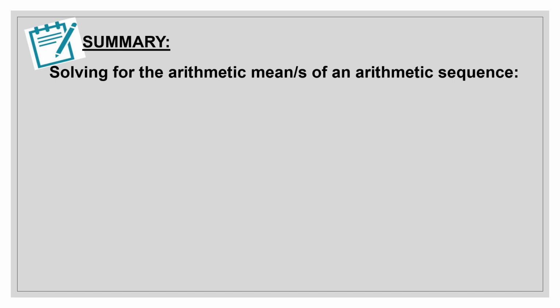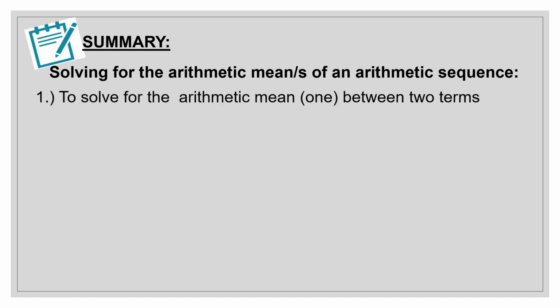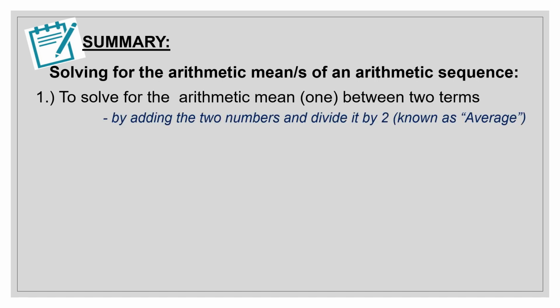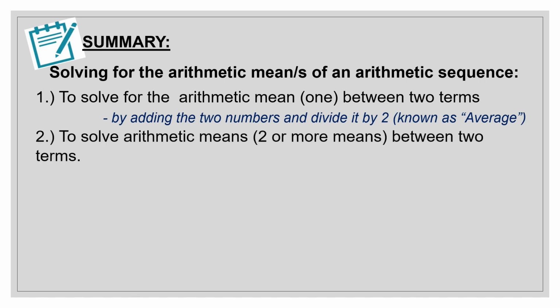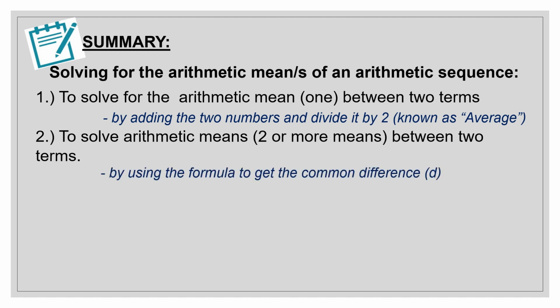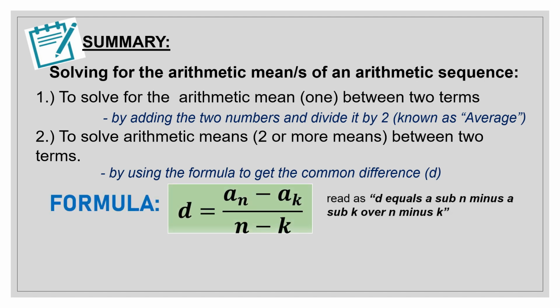Now let's have the summary of our lesson. Solving for the arithmetic means of an arithmetic sequence. Number 1. To solve for the arithmetic mean between two terms is just by adding the two numbers and dividing it by 2, which is also known as average. Number 2. To solve for two or more arithmetic means between two terms is just by using the formula to get the common difference. And the formula for the common difference is D is equal to A sub n minus A sub k over n minus k. The common difference will be added to the preceding term to get the next terms.